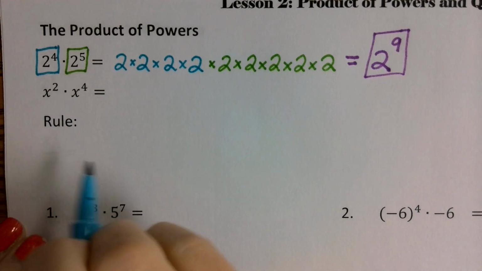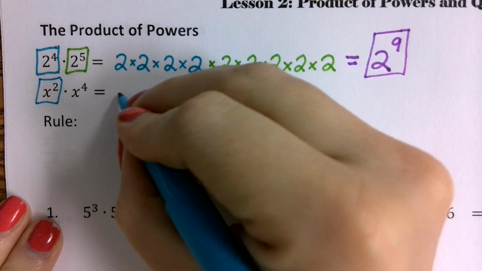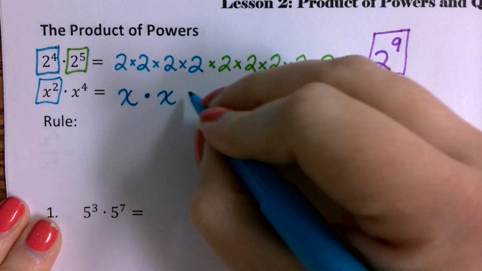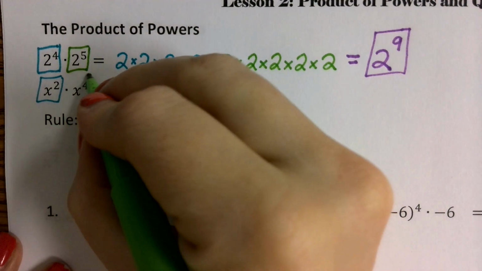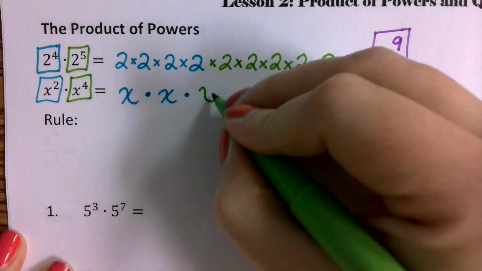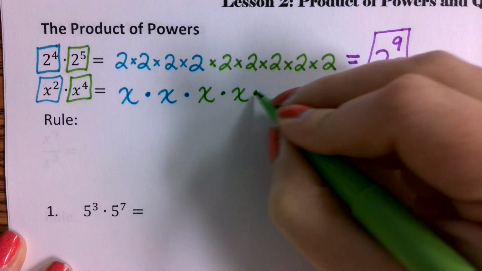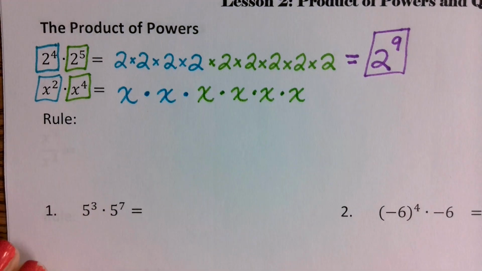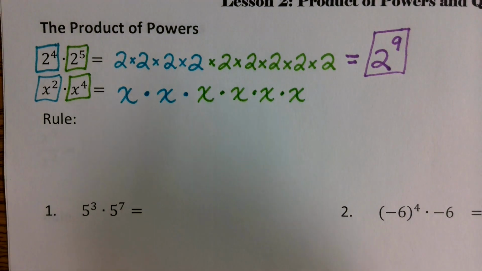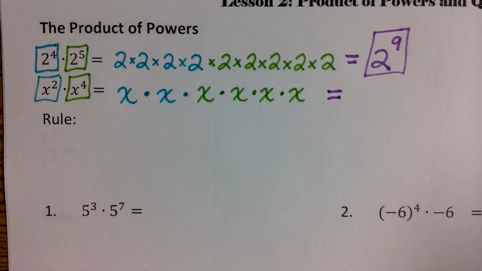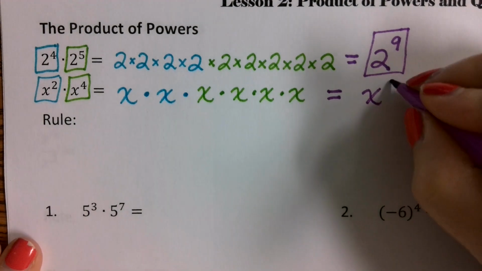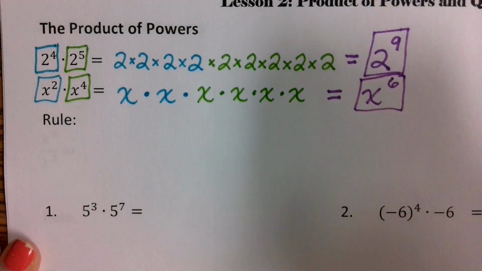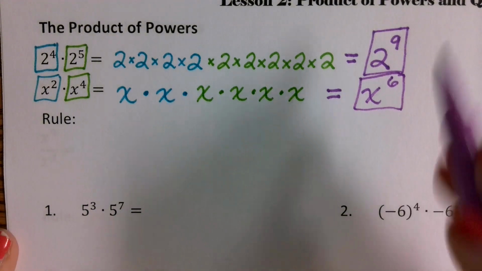If I have x to the 2nd, then that means what I'm writing is x times x, and then multiplying it by the other power, which is x to the 4th. Vincent, I hope you are writing this down. We've got x times x times x times x. So what is my base? For the power, what's my base? X. And then what would the exponent be? 6.